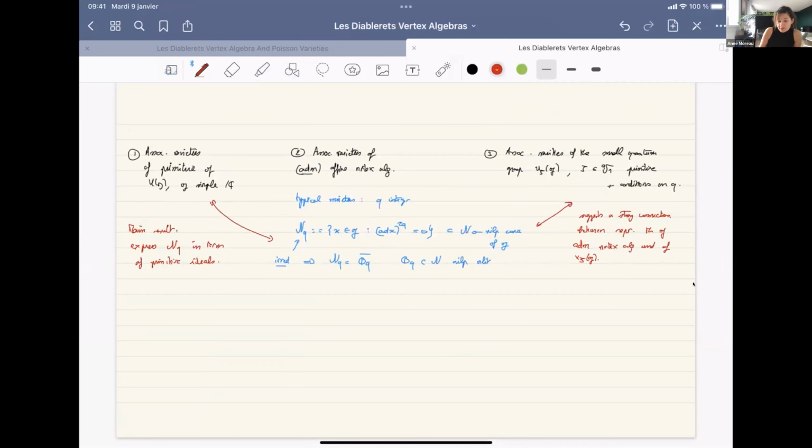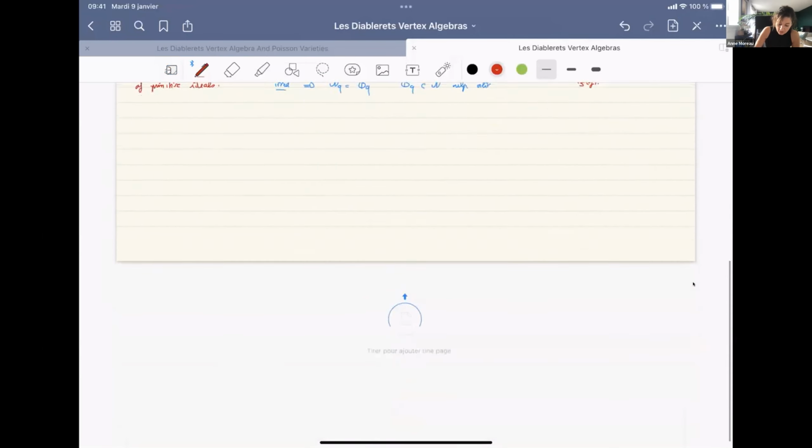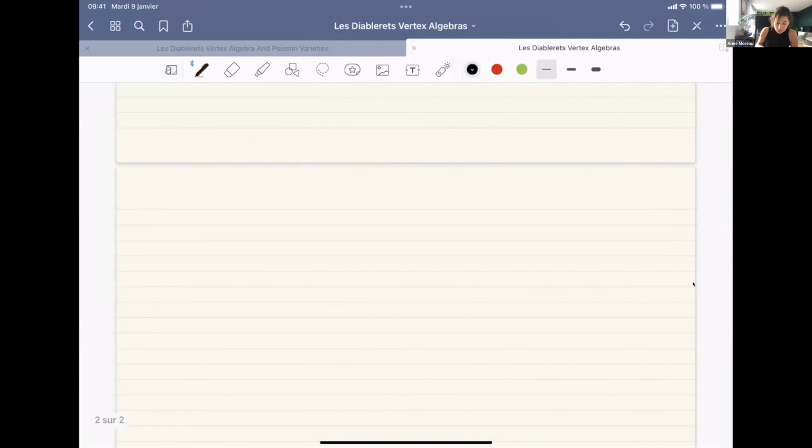So the plan of my talk is roughly this. I comment on these three contexts and relate them to each other. Okay, so let me recall some standard facts on primitive ideals.